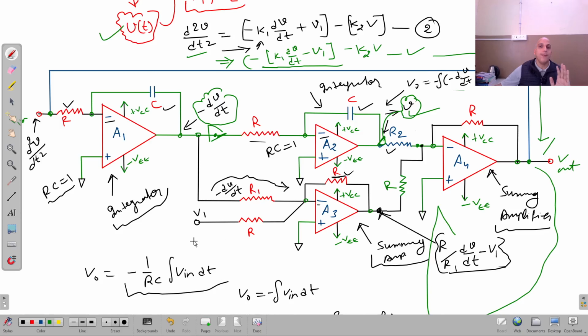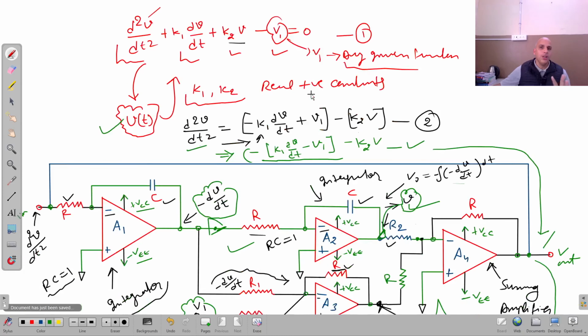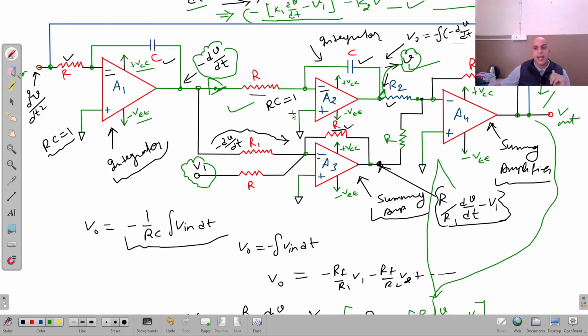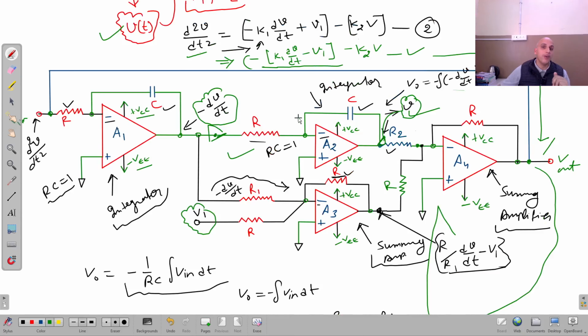The only thing that we have to do is define V1. As I told you, V1 can be a constant or a function of time, but it is given. So we only have to apply V1 and the supply to the operational amplifiers, that is plus VCC and minus VEE. The rest of the things will be done by this circuit. In this way, I am able to solve this differential equation. In the same way, any differential equation that you are given, you can simplify by designing this type of circuit.